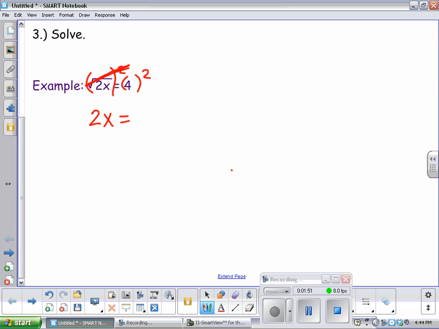And then I have 4 squared on this side. And if you went to your calculator and you did 4 squared or 4 times 4, it's 16. It's really important that you remember to square both sides here. Okay, now it's a normal little linear baby equation, and we just need to solve for x. Since this is 2 times x, I'm going to divide by 2, and I'm left with x equals 8. And I'm done.